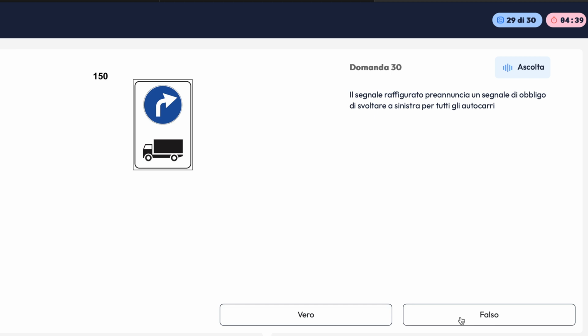The last one. Il segnale raffigurato preannuncia un segnale di obbligo di svoltare a sinistra per tutti gli autocarri. The answer to this question here is false. So the question says this sign tells you, or this sign gives obligation for all autocarri to turn left, which is false. So merely looking at this sign, you see the sign is pointing towards the right direction, letting you know that at the next junction, autocarri need to go towards the right direction, not the left. So this one is false.